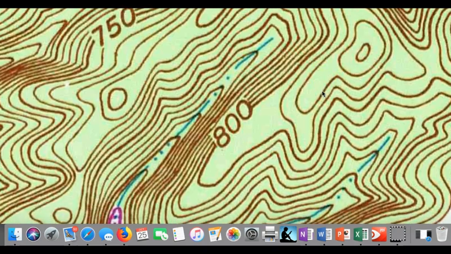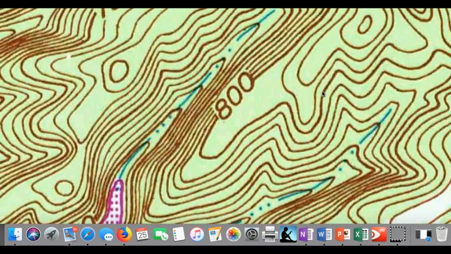Now, some other things to show you. When the lines are far apart, as they are here, this is a very gentle slope. However, if we try and run down this side of the hill, we're going to run pretty fast, because when you see contour lines that are very close together, it means it's steep ground.